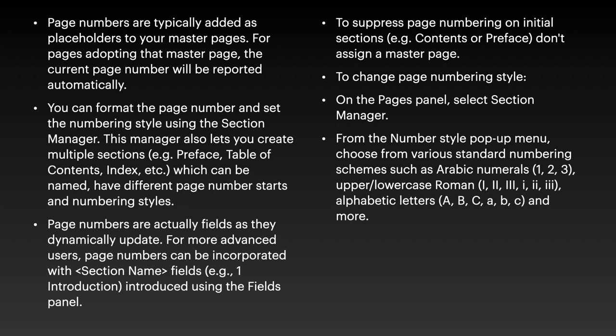And you can see there's a whole lot of detail here. Page numbers are typically added as placeholders to your master pages. You can have more than one master page and apply those master pages to various sections of your book. You'll find all this particular information in the Affinity Publisher help file under, what else, Page Numbers. Page numbers are dynamic fields and they update as your pages are added and subtracted. And how you go about doing it is written there again for you.